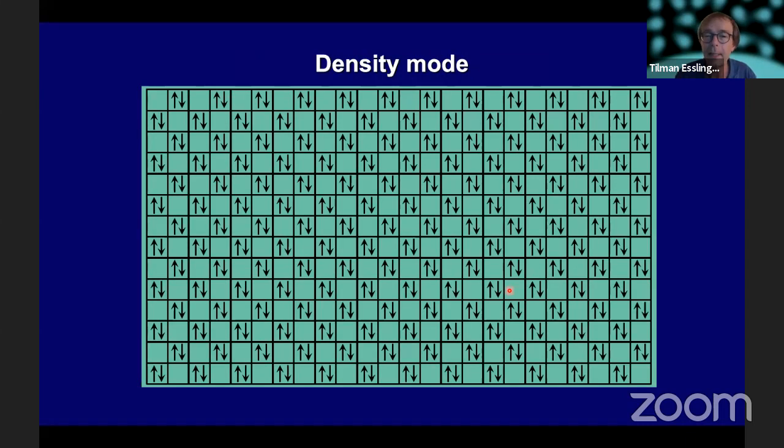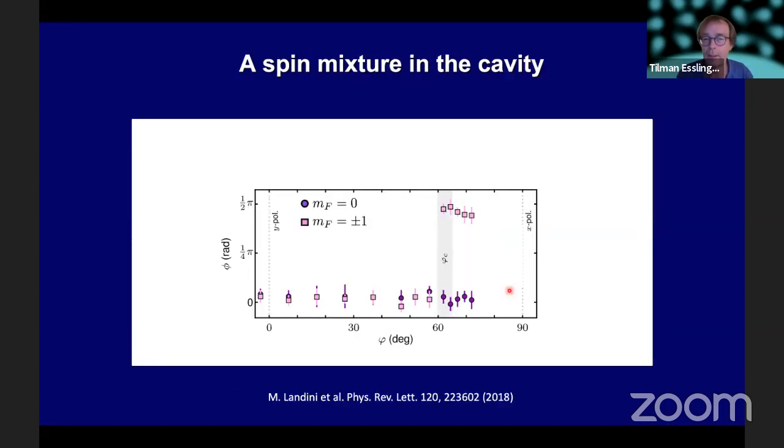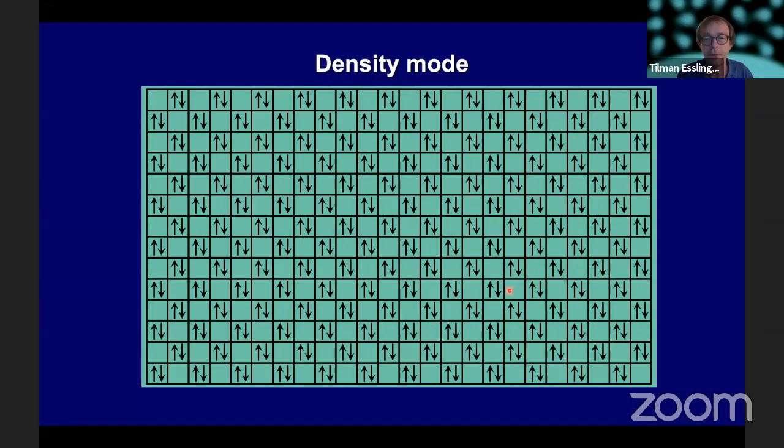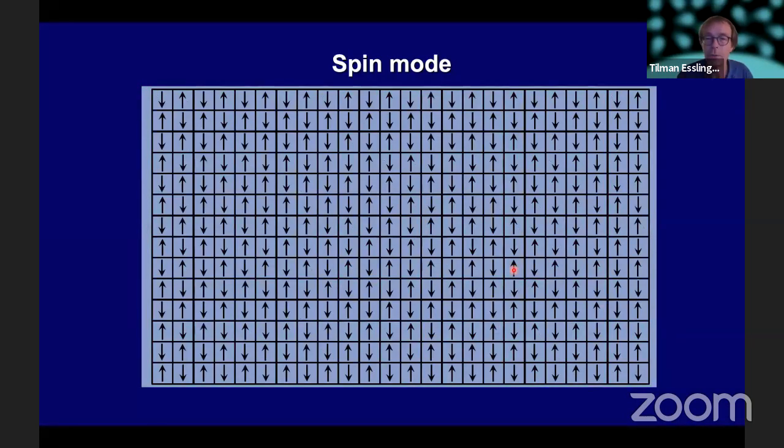And the main thing that is happening is, well, you can again get a density mode with a spin up, so it's a two-spin condensate. You get a density mode just in the same way as before, but now you can also have something else. You can have a spin mode.